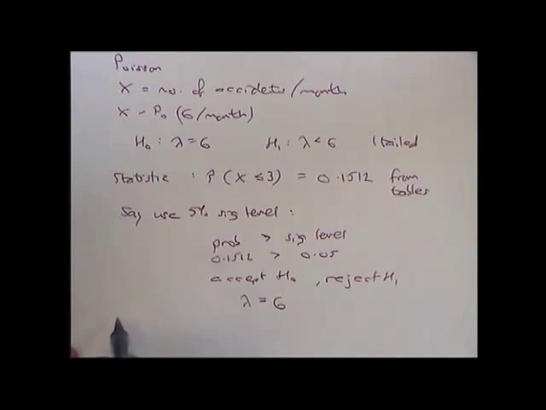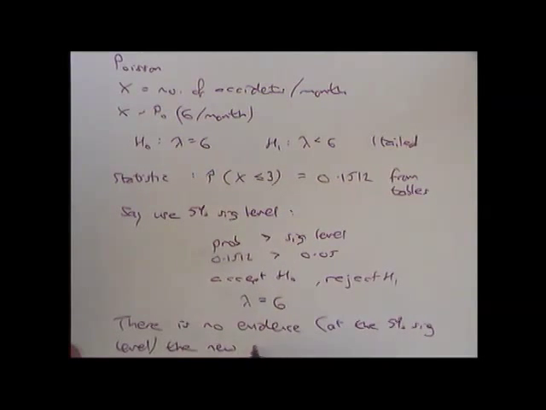So that means there is no evidence, and try to get into the habit of writing the sentence at the end: there is no evidence at the 5% significance level that the new signs have reduced the accident rate.